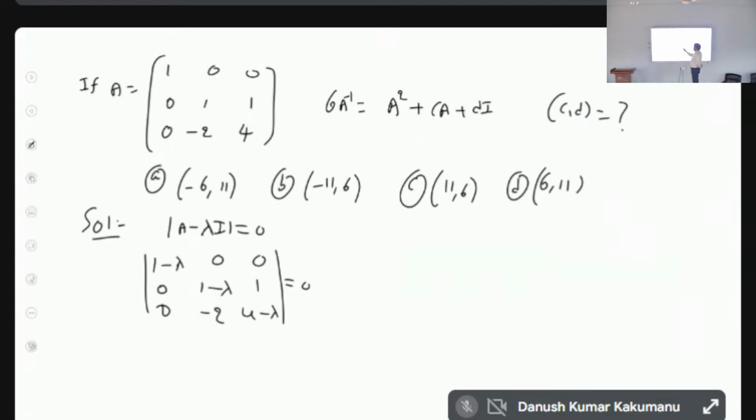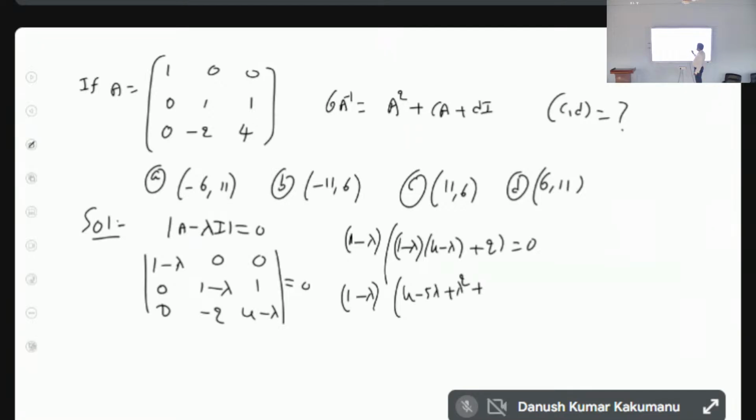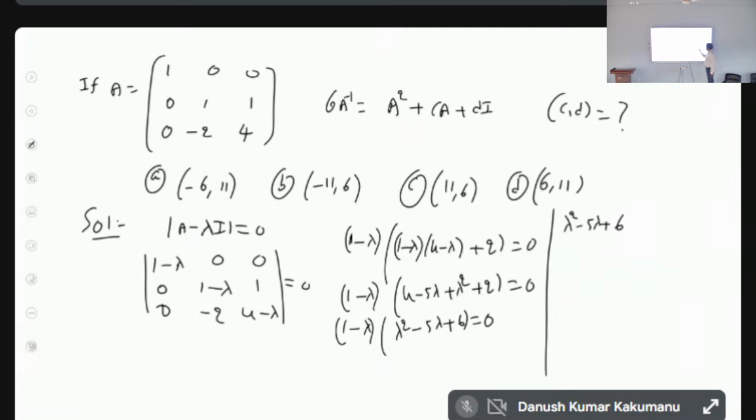What is the result of this one? 1 minus lambda into the bracket of 1 minus lambda into 4 minus lambda plus 2 equal to 0. Multiply them. 4 minus 4 lambda minus lambda plus lambda square plus 2. Multiply them. 1 minus lambda into lambda square minus 5 lambda plus 6 equal to 0. Multiply and simplify. What is the result? Lambda square minus 5 lambda plus 6, giving minus lambda cube plus 5 lambda square minus 6 lambda, and so on, equal to 0. What is its further simplification?